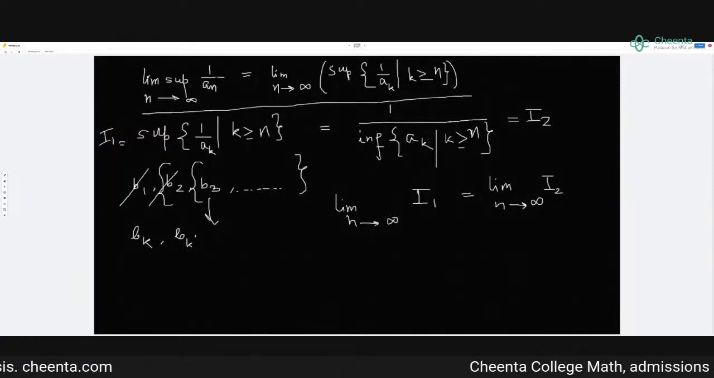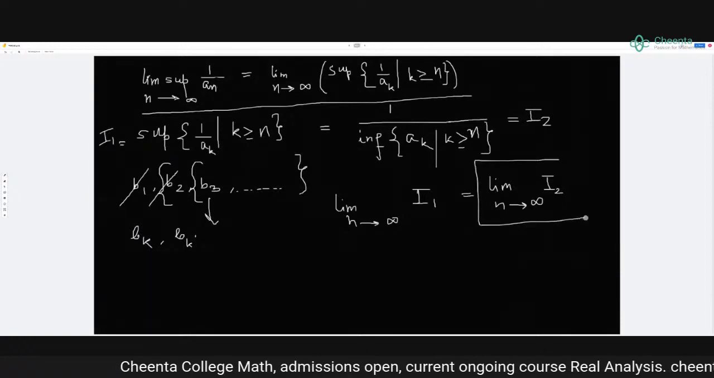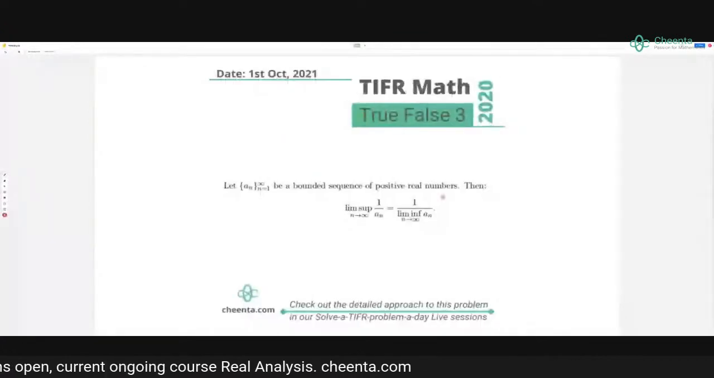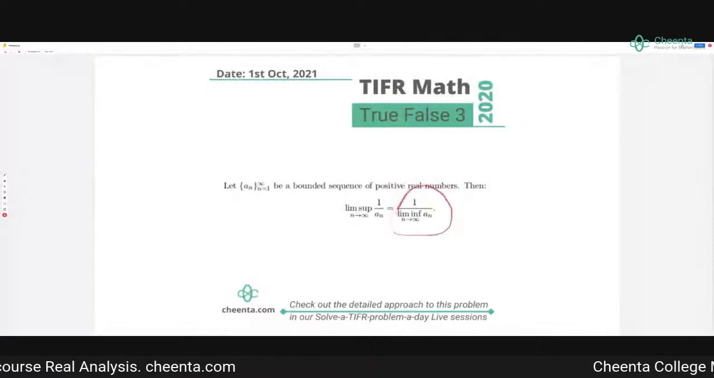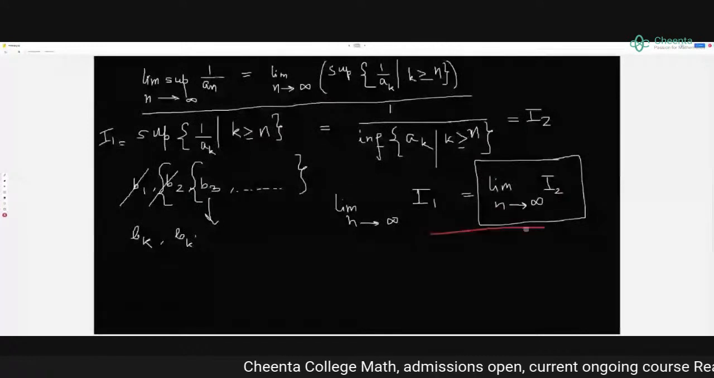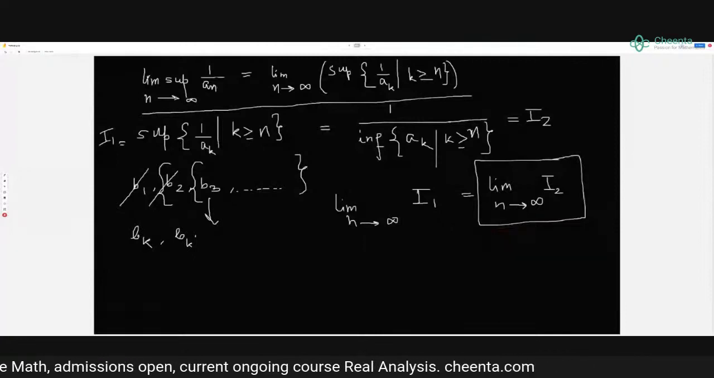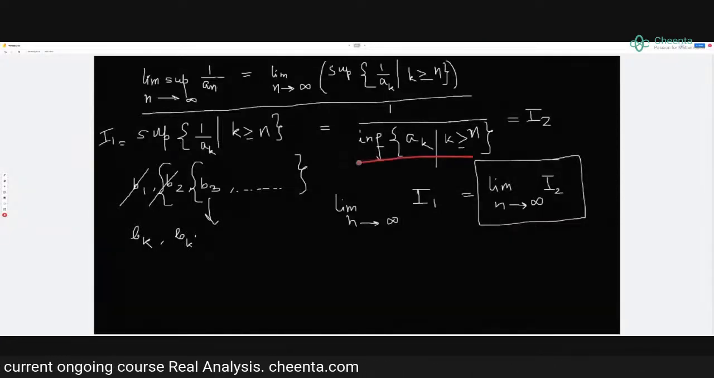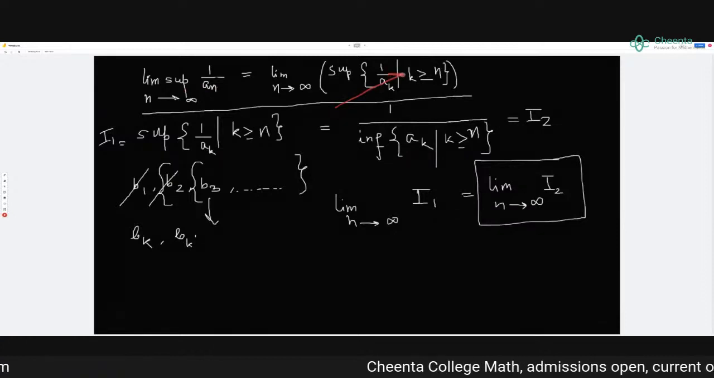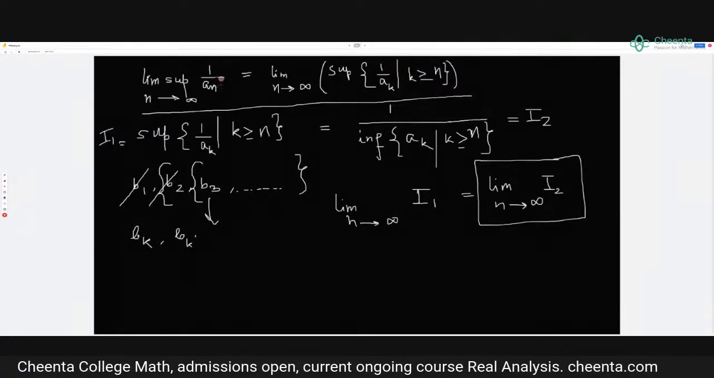So the limit supremum. If you take the limit as n tends to infinity of I2, this is nothing but the limit infimum of an. This is precisely the definition of limit infimum, and thus you have an equality. The only thing to check here is what happens if the infimum becomes 0. If the infimum becomes 0, then this will shoot towards infinity, right? 1 by infimum, where the infimum tends to 0, is infinity. The same thing will happen here as well.